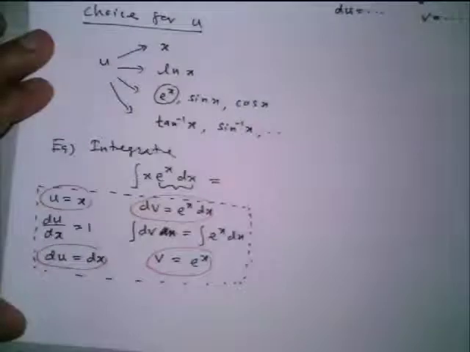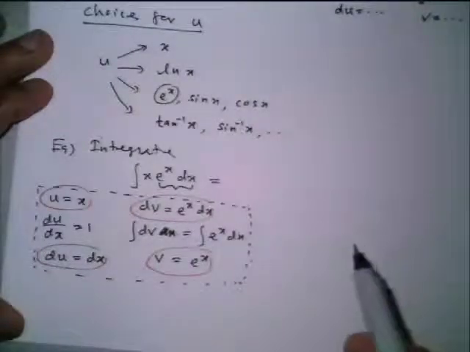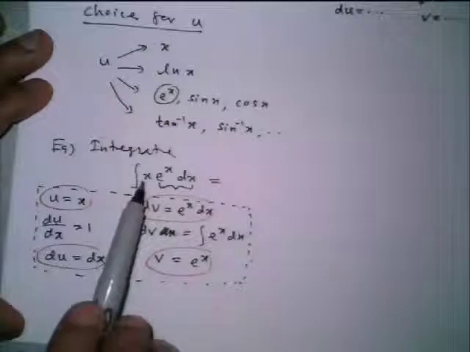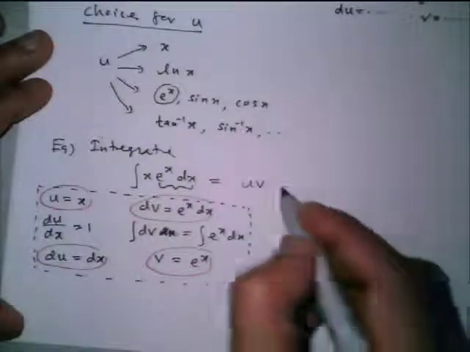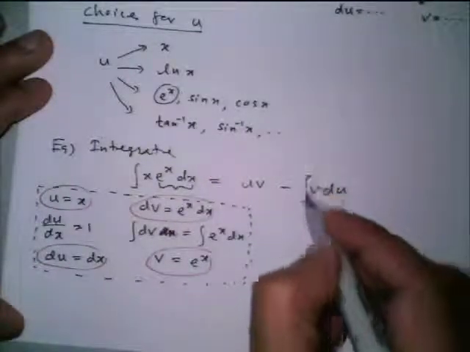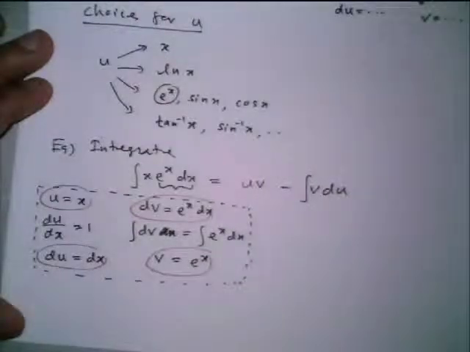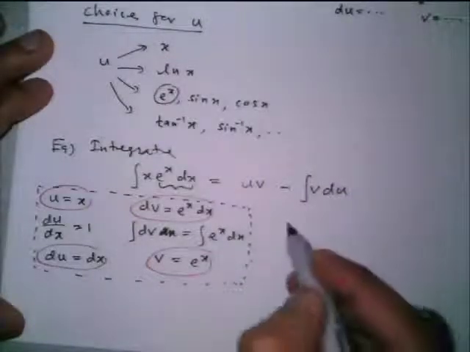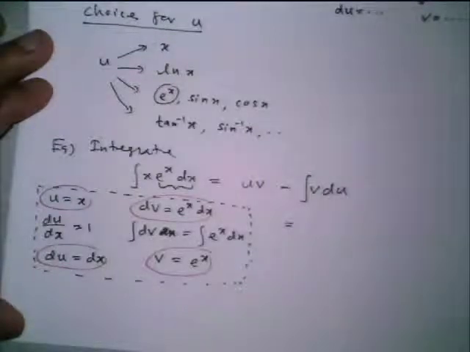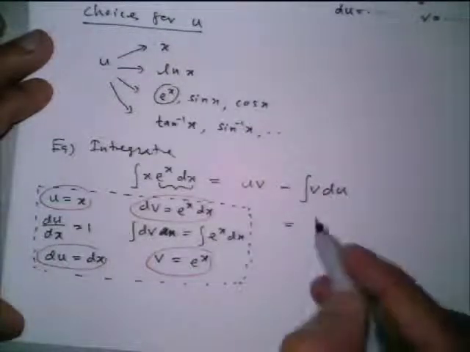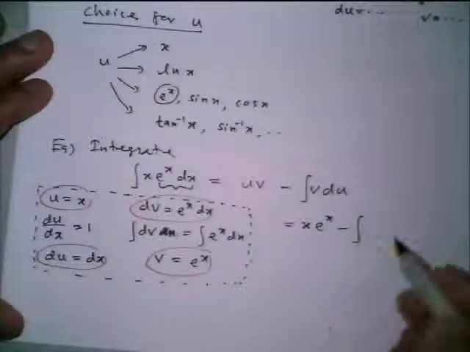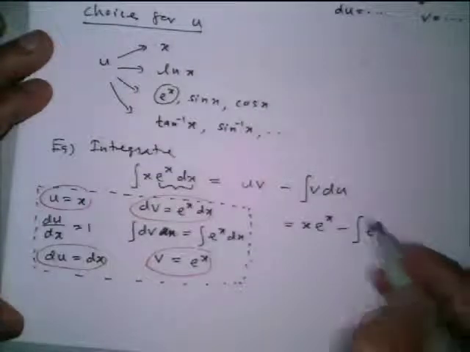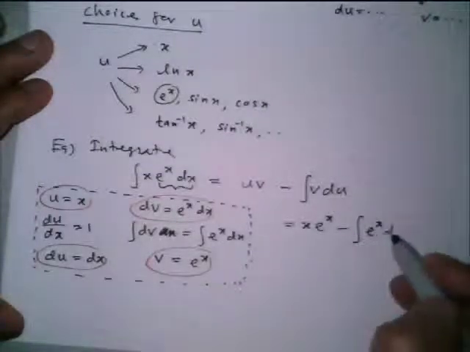Okay? So let's use the formula. So what does the formula say? This is the integral of u dv. Is that right? The integral of u dv equals uv minus the integral of v du. That's what the formula says. Is that right? So let's substitute. What is u? x. What is v? e^x. Minus, what is v? e^x. What is du? dx.